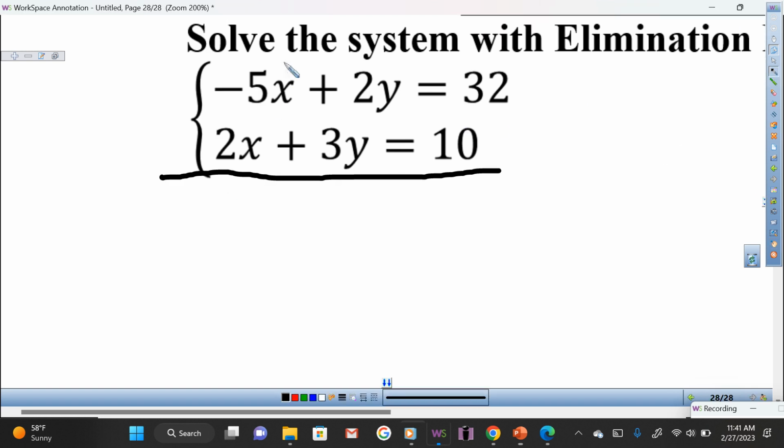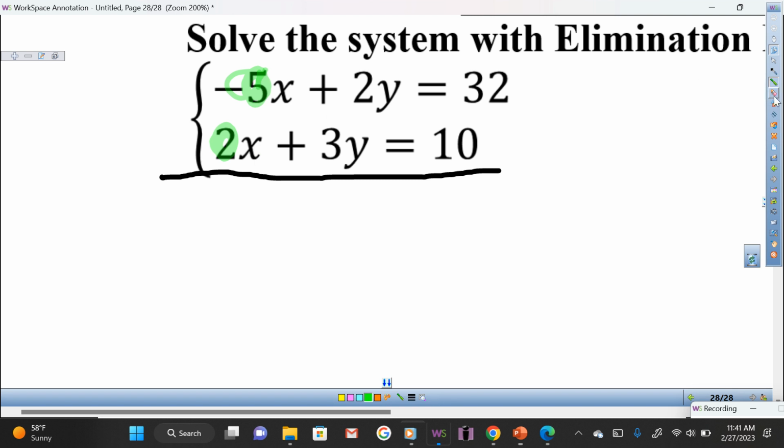If we wanted to eliminate the x's, we needed opposite numbers here. Is that correct? Which means, check this out, this is what I tell my students every year. Think about this number and this one like denominators. What would be a common denominator between those two? 10, okay? Which means what would I have to do to the top equation? Multiply times 2, and the bottom one times 5.